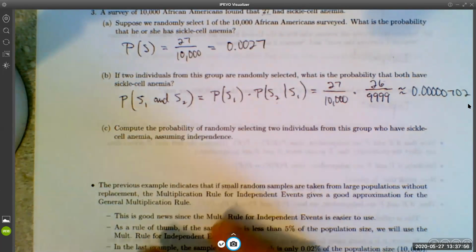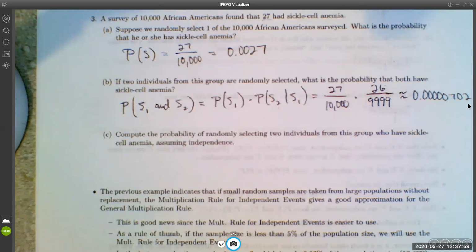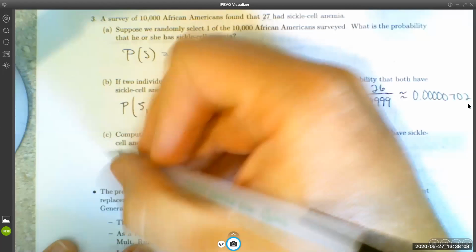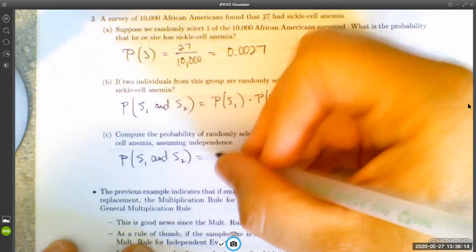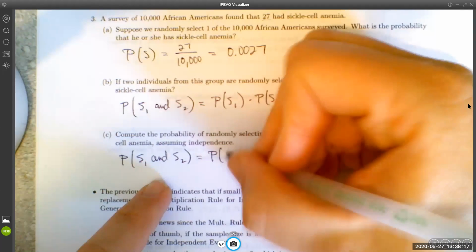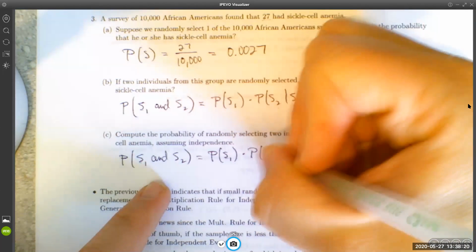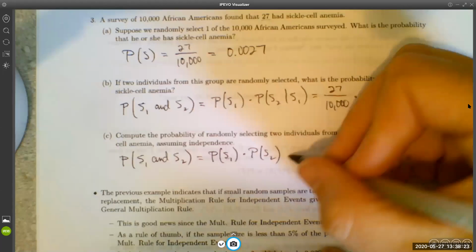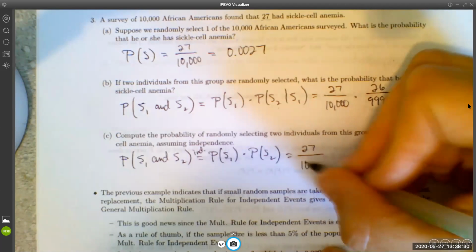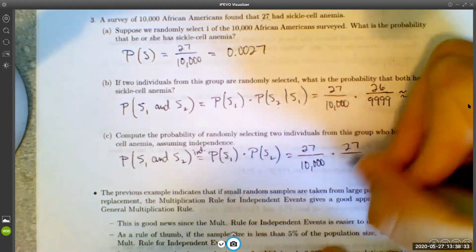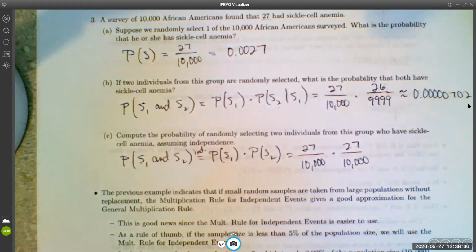Now, part C asks us to do something that may seem a little bit strange at first, but you'll see why. It says, compute the probability of randomly selecting 2 individuals from this group who have sickle cell anemia, assuming independence. So if we assume that the events are independent, which they're not, okay, but if we assume that they are, then the way we would compute this probability is we would just say, well, this is the probability that the first one has sickle cell times the probability that the second one has sickle cell. And if we're assuming independence, then this is going to be 27 out of 10,000 times 27 out of 10,000. Okay, we're assuming independence, right? So 27 out of 10,000 squared.